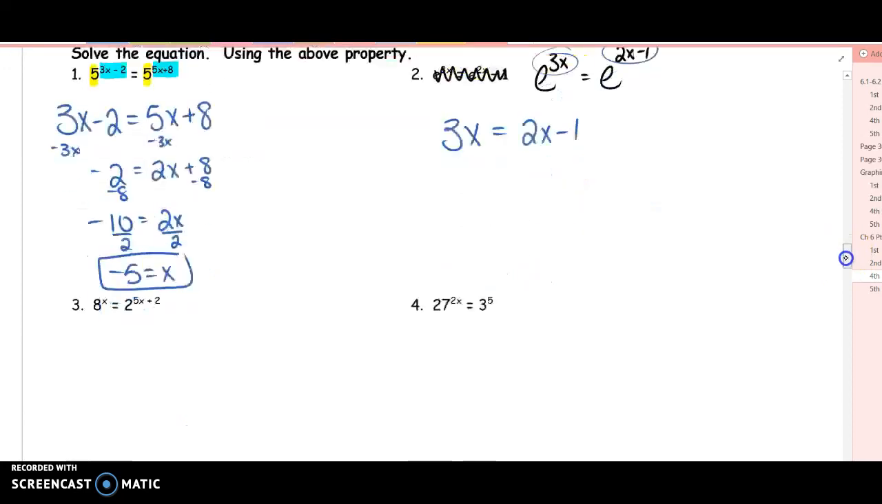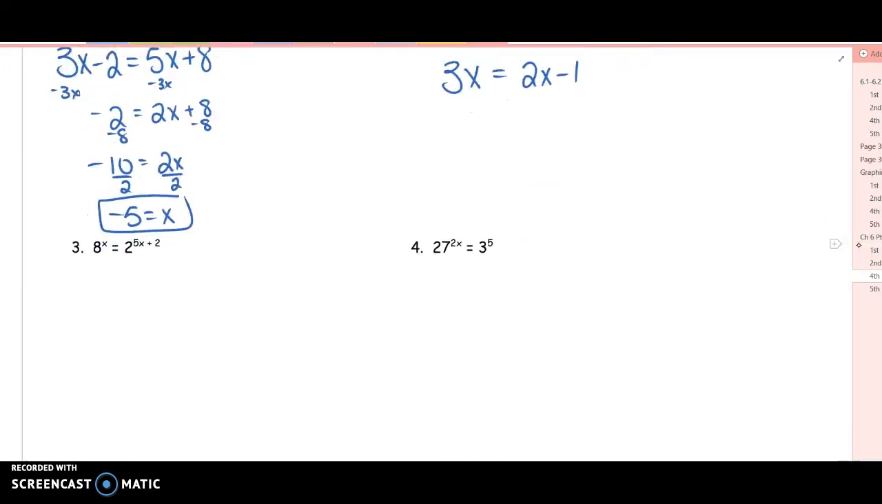Moving on. So take a look at number 3. Do you see a problem in number 3? The bases are not the same. When the bases are not the same, we need to try to make the bases be the same. So think about 8 in terms of 2. We want 8 to be 2 raised to the something. So think about 2 squared is 4. What's 2 to the third? 8. So I'm going to write in here 8 equals 2 to the third.